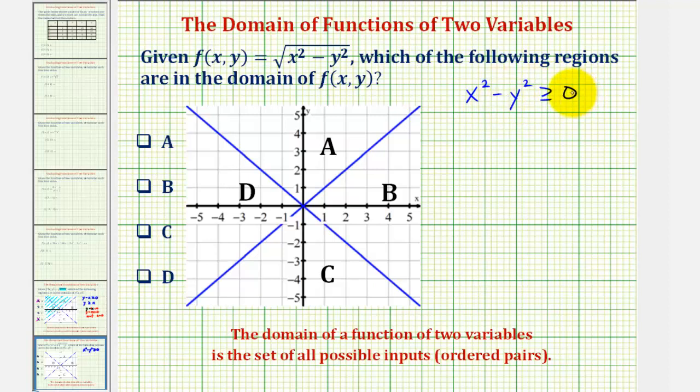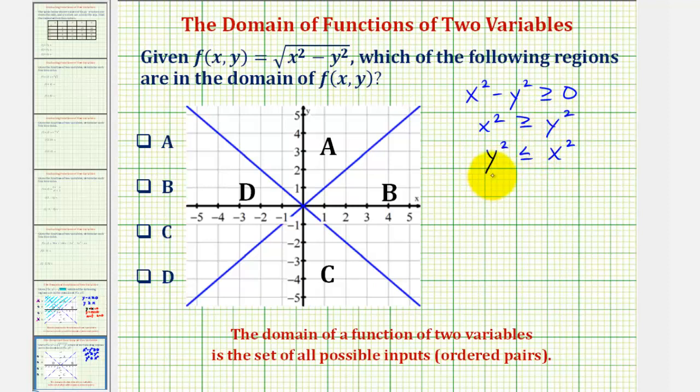Let's first add y squared to both sides, which gives us x squared is greater than or equal to y squared. If we prefer to have the y squared on the left, we can switch this around. This is equivalent to y squared is less than or equal to x squared. Notice in both cases, the inequality symbol is pointing toward the y squared.